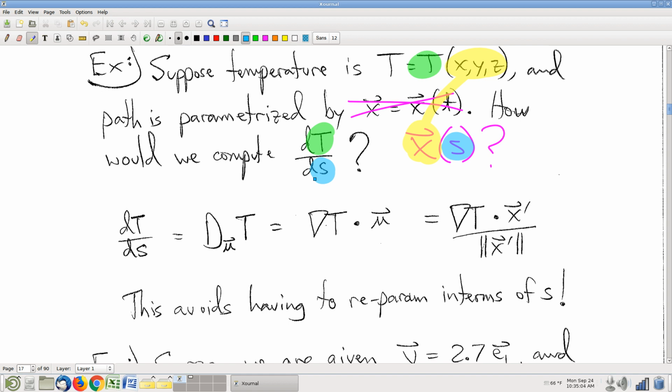You would have to reparameterize the curve. That's annoying. It's work. It's effort. I'd have to compute arc length. That's an integral. So this is much more work than necessary. This is a much nicer alternative. Get this thing. Okay. All right.